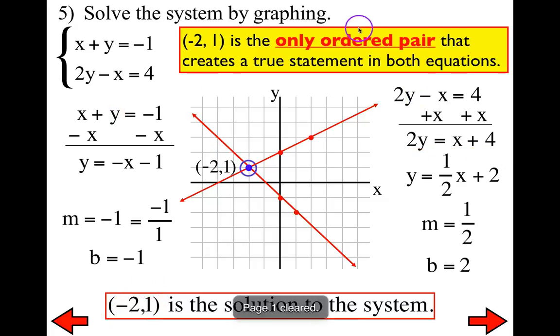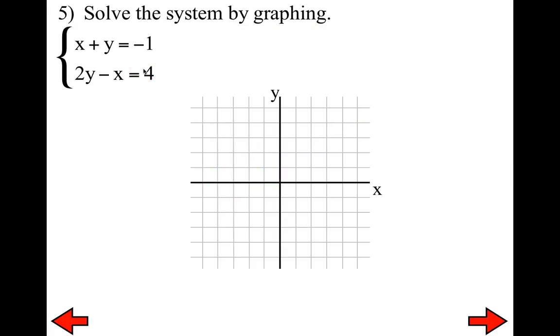But again, this is the only ordered pair because this is the only intersection where both lines meet. That's the only point they have in common. Okay, here it's the same exact problem. The other thing that I want you to realize is, hey, both of them are in standard form. So did I really have to put things in slope-intercept form? No, I could have went ahead and graphed x and y-intercept.